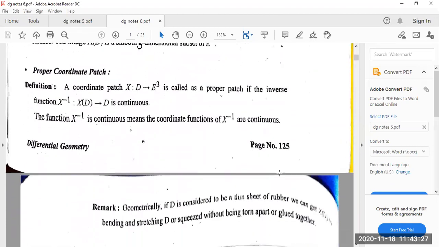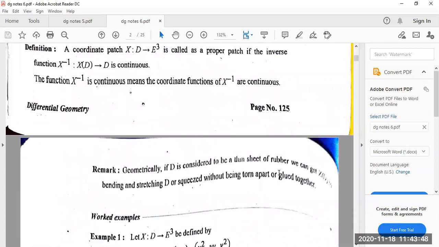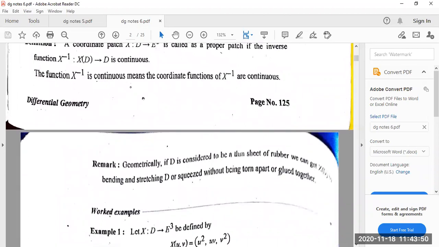Okay, now let us discuss what a proper patch is. First, it should be a coordinate patch. X is a mapping from D to E3, and it is a proper patch if the inverse function x inverse, from x of D to D, is continuous. If the inverse function is continuous, then it is called a proper patch.